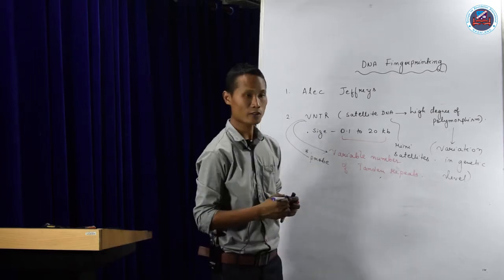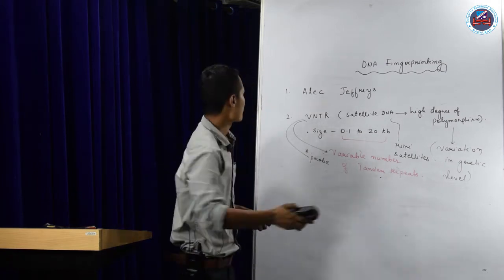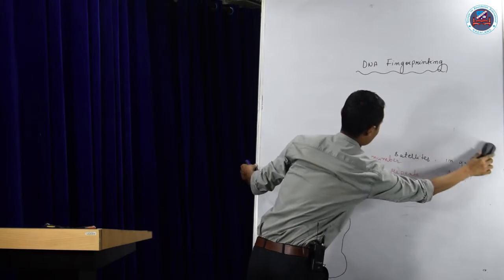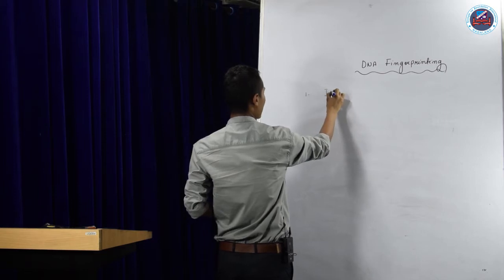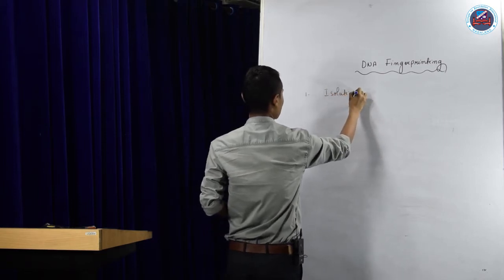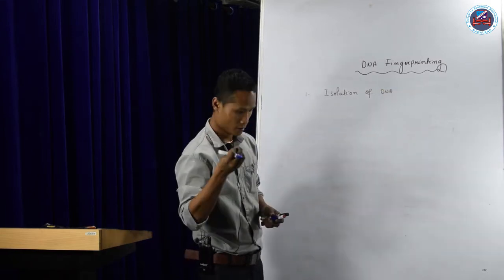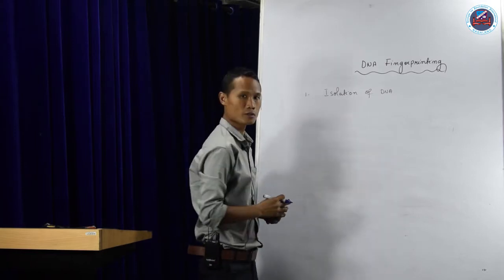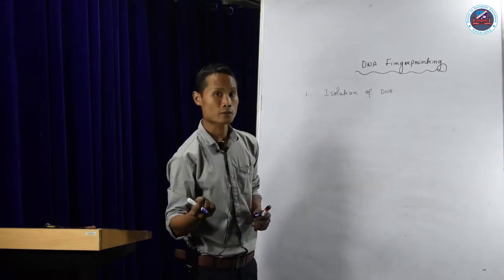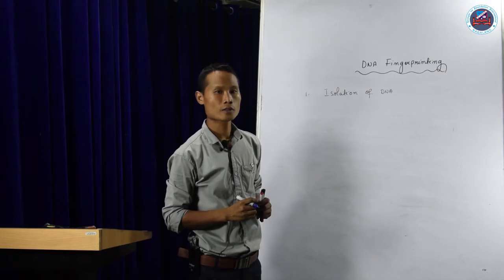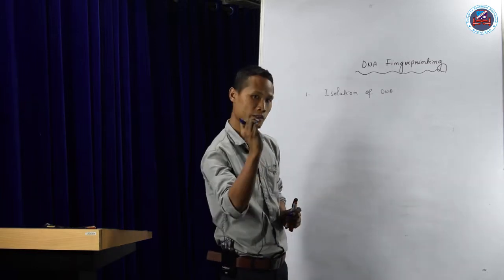Now to perform this technique, we need DNA as a starting material, right? So the first step is isolation of DNA. From the human cells, DNA has to be isolated, and for that we use a chemical or enzymatic process. We use some degrading enzymes to break the cell wall or the plasma membrane, and then we take the DNA. We isolate the DNA.